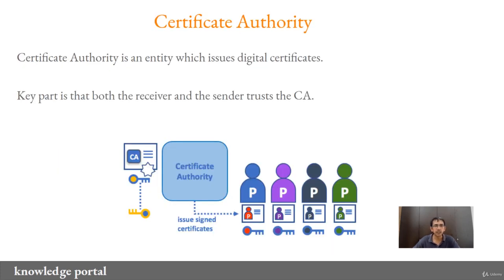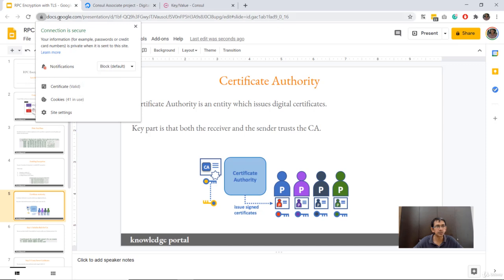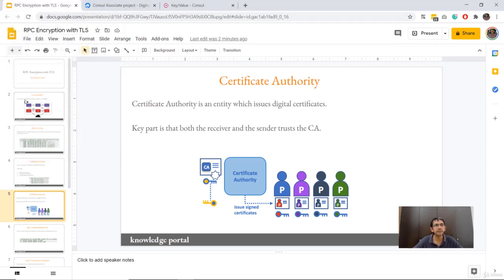Now discussing the certificate authority. A certificate authority is an entity which issues digital certificates. Let's assume that you have a certificate authority and this CA can issue certificates for servers, for clients and so on. Also, one important part to remember is that both the receiver and the sender trust this certificate authority. For example, let's look into the certificate authority associated with docs.google. When you look into the certificate here, you see that this certificate is issued by a specific CA. And this specific CA in turn is trusted by my Google Chrome browser.